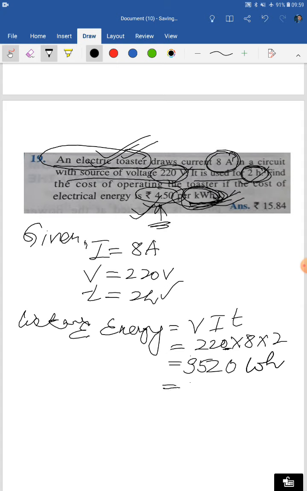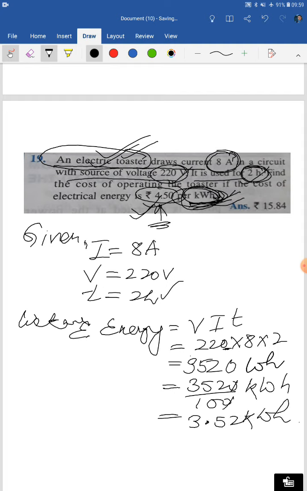Now how do we convert watt hour? We convert by dividing by 1000, and we'll get kilowatt hour. So this 00 gets cancelled, so I'll have 3.52 kilowatt hour. Are you getting my point? So this many kilowatt hour of energy will be spent by this electric toaster when it is used for 2 hours.